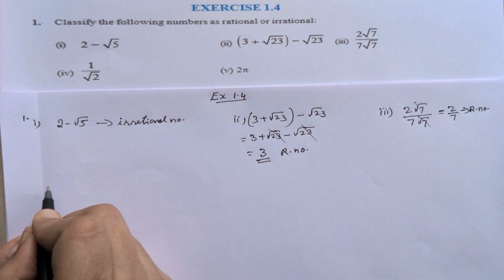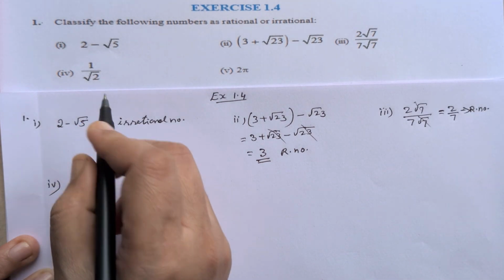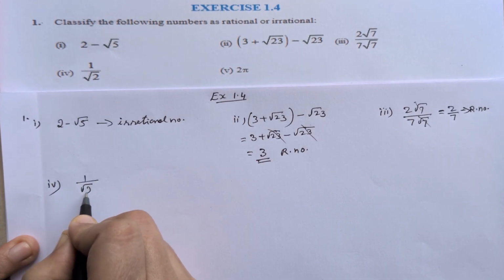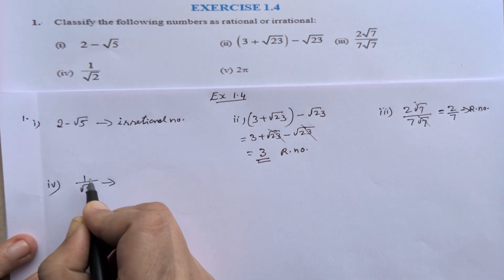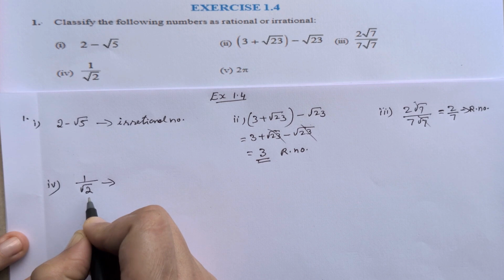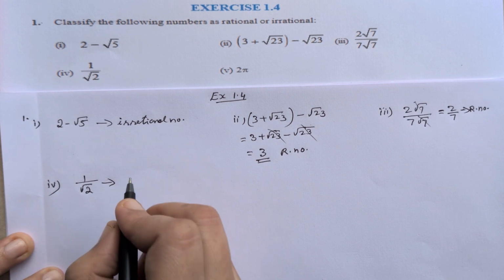Now fourth one, 1 by root 2. 1 is a rational number, but root 2 is an irrational number. So this will come under irrational number.